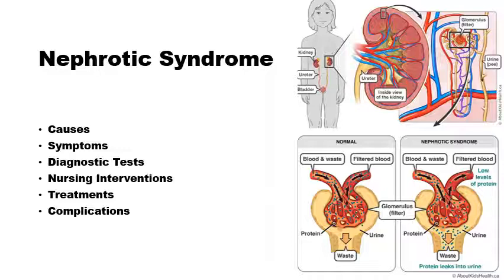Nephrotic syndrome. Nephrotic syndrome is the increased glomerular permeability of plasma protein, resulting in massive urinary protein loss. So let me get a color here. So this is your normal here. So these little blue dots are your protein. You're supposed to filter and you get rid of your waste, but then your protein is supposed to stay in your blood. It's not supposed to be filtered out. What happens in nephrotic syndrome is that there's an issue with the glomeruli, the filter of the kidney, is filtering out the protein. So then you get protein in your urine.